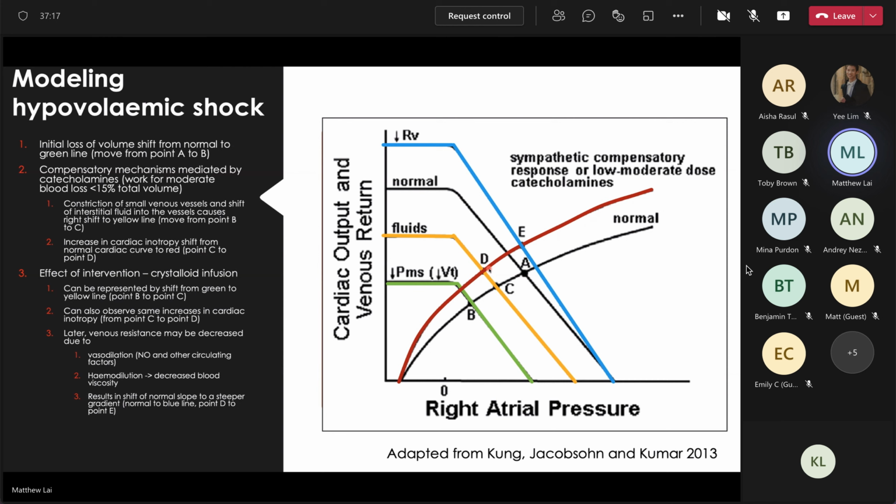However, later on, when you've really given them fluids and their system's starting to return back to normal, you can actually get decreased venous resistance, which may be due to vasodilation or hemodilution. And so that can actually increase the gradient here, which results in a higher cardiac output than normal. So that's what all these curves mean, which is covered by this paper here.